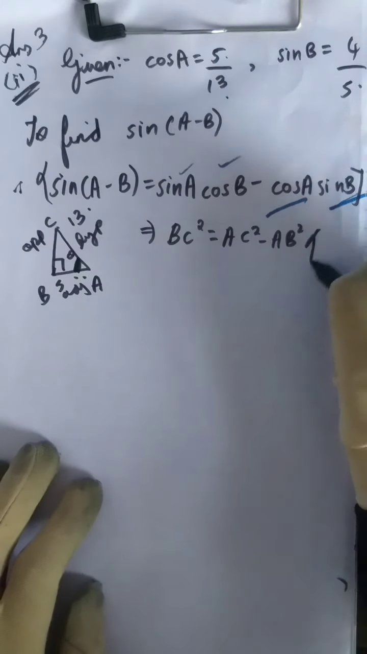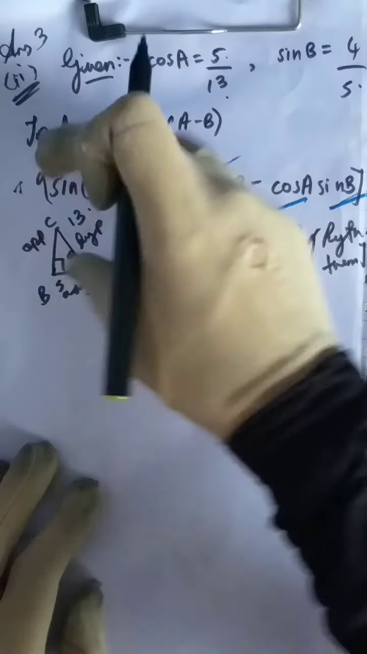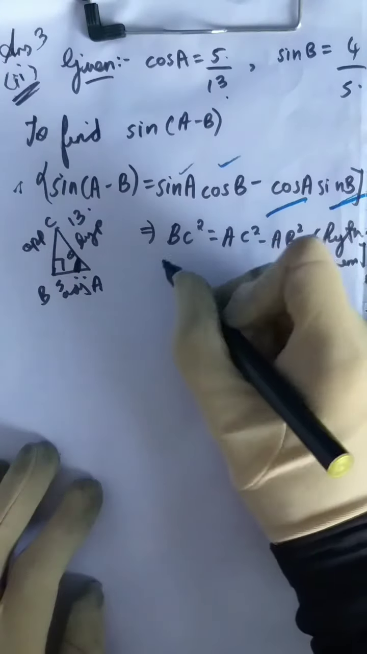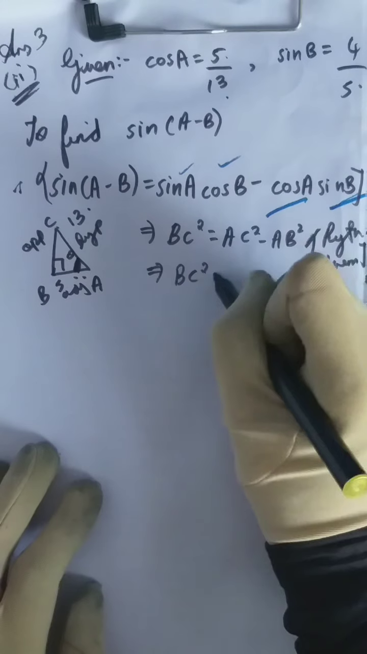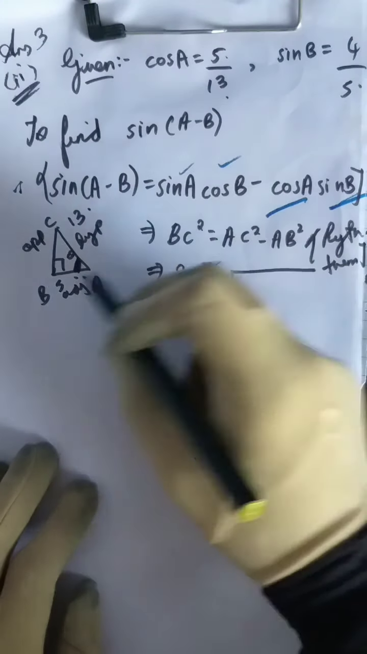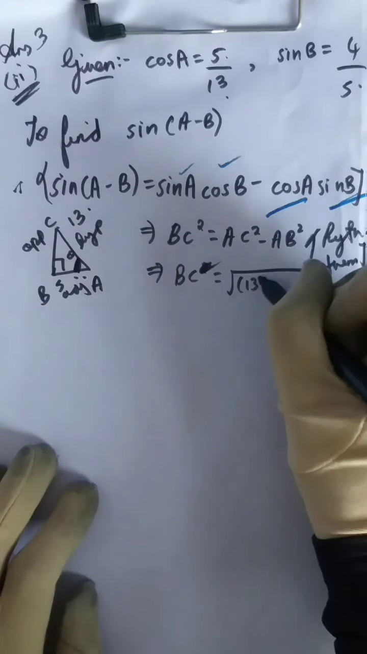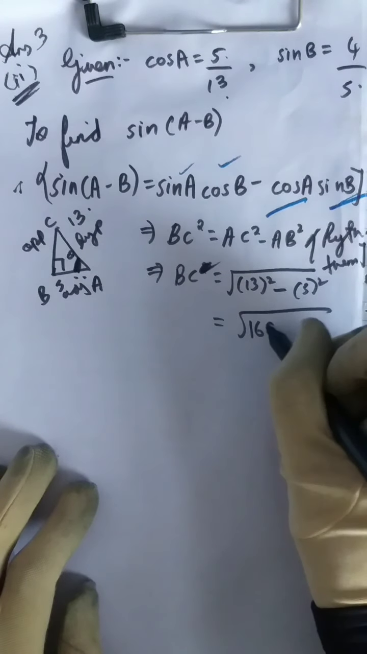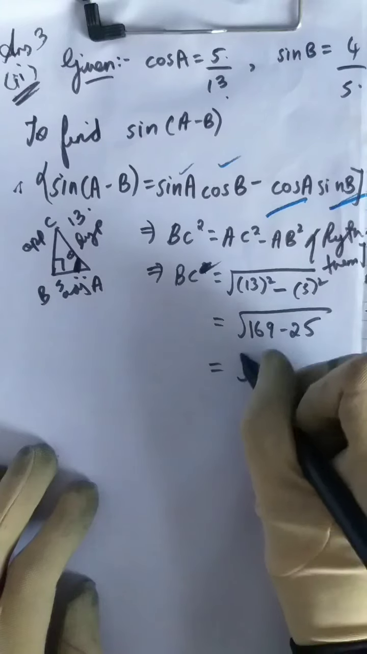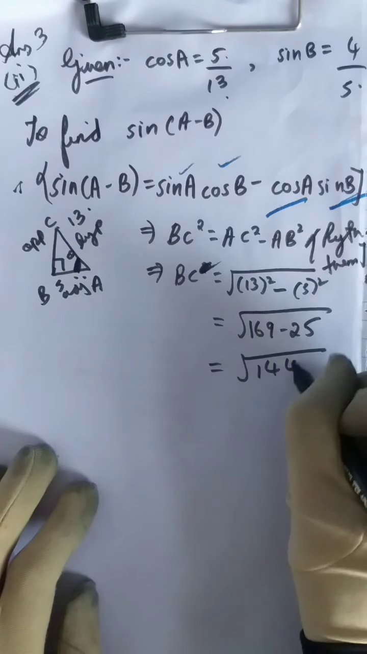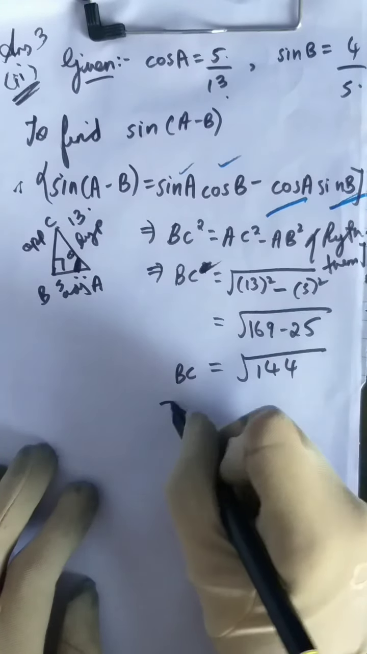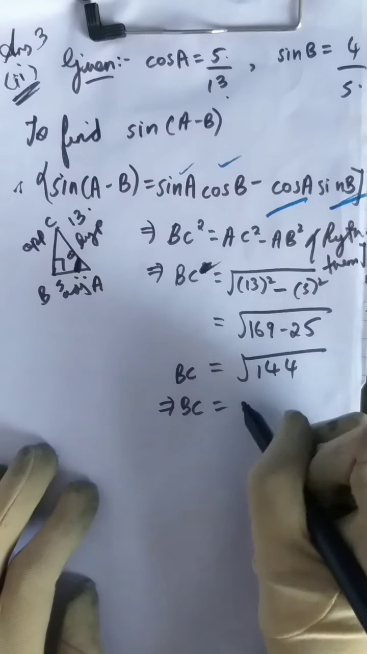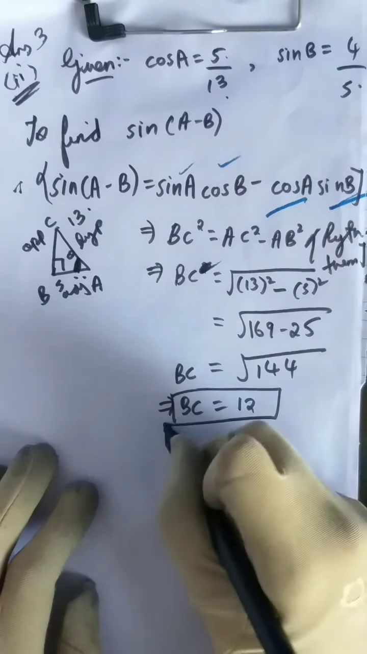How did we get this? We got this from the Pythagoras theorem. Okay, BC square is equal to AC square minus AB square. So BC is equal to square root of, what is AC here? AC is 13, so 13 square minus AB is 5, so 5 square. We know 13 square is 169 and 5 square is 25. So 169 minus 25 is 144. So we got the value of BC as root 144, which is 12.